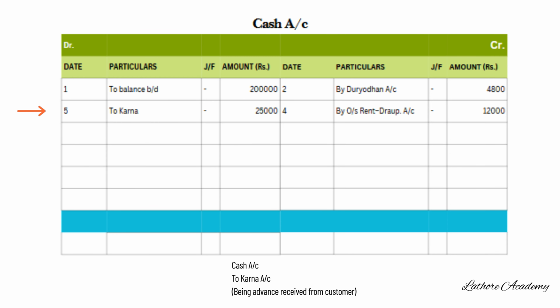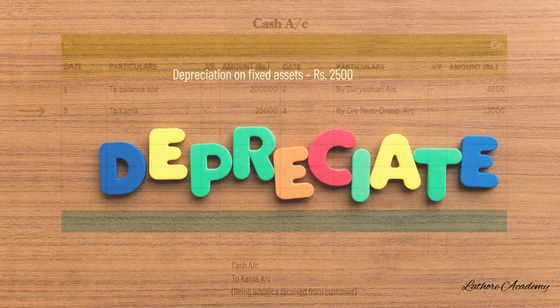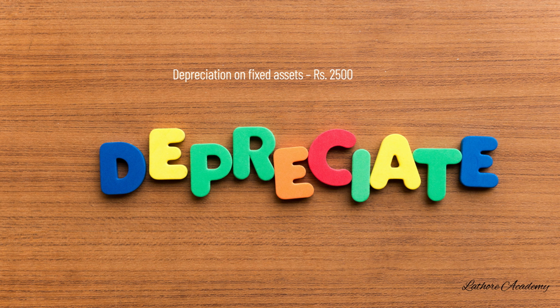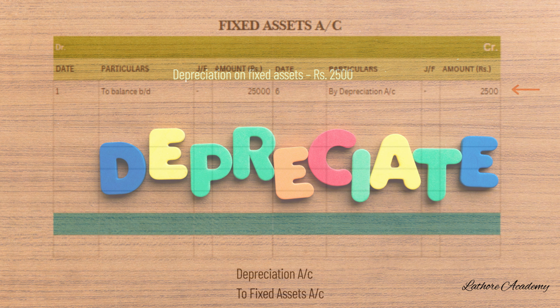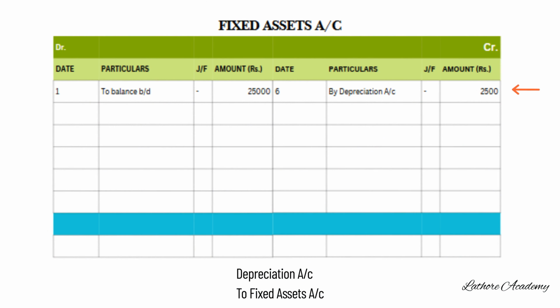Moving on to the next transaction, depreciation on fixed assets. The journal entry is depreciation account debited to fixed assets account, and the fixed assets account is credited by depreciation account, 2,500 rupees.